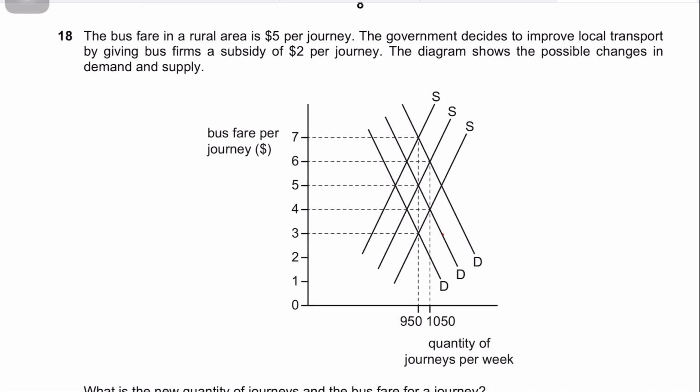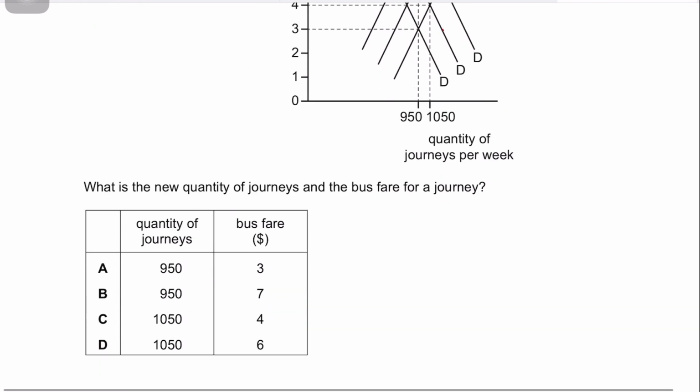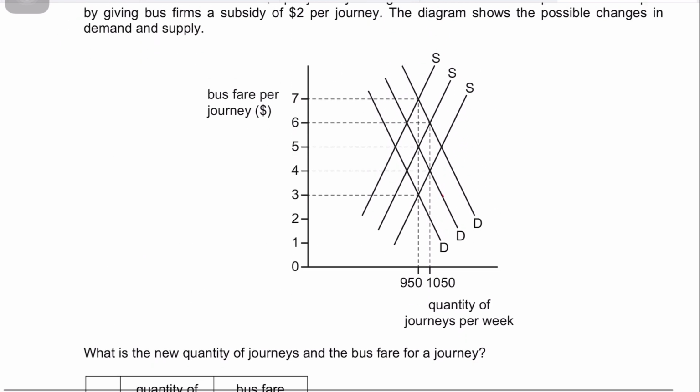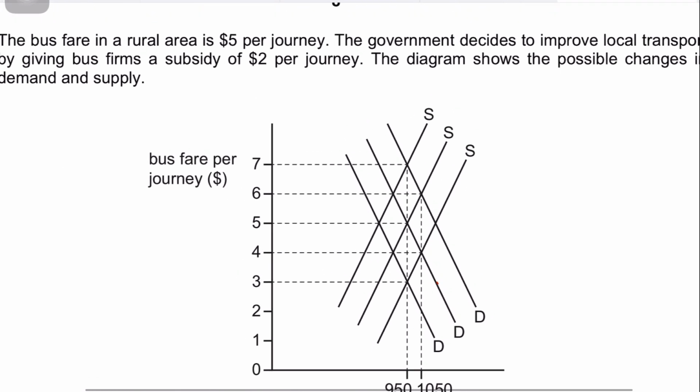The government decides to improve the local transport by giving bus firms a subsidy of $2 per journey. The diagram shows the possible changes in demand and supply. What is the new quantity of journeys and the bus fare for a journey? Basically they are giving you a subsidy, and let's first find the original demand and supply curves.